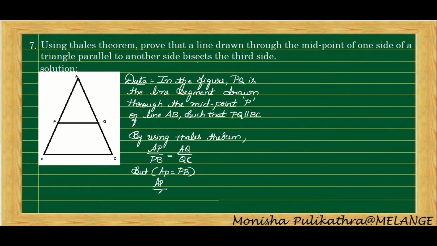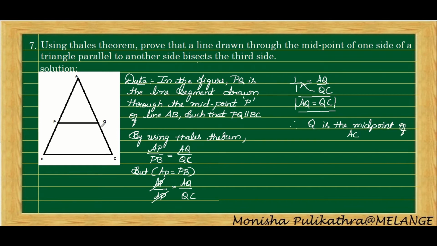So instead of PB, I will write AP itself, because AP is equal to PB, so AP by AP is equal to AQ by QC. So here AP cancels. So what will be remaining? 1 by 1 is equal to AQ by QC. So if we cross multiply it, it will become AQ is equal to QC. Fine. So this is the thing we need to prove. AQ is equal to QC and Q is the midpoint of AC.